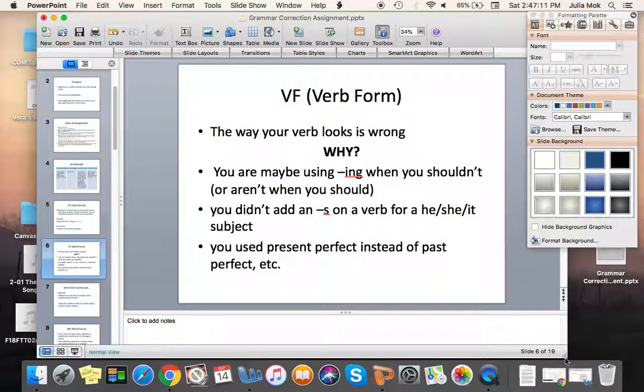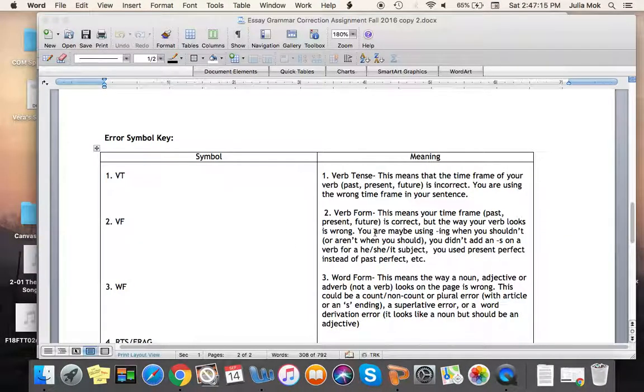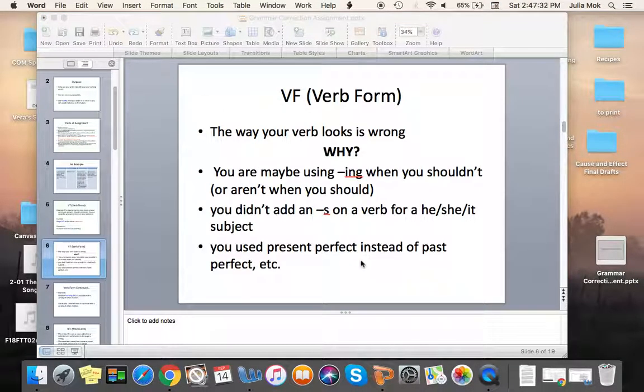The next type of error on your sheet is a word form error. And what I see here is that the time frame, past, present, or future, of your verb is correct, but the way your verb looks is wrong. What do I mean by that?